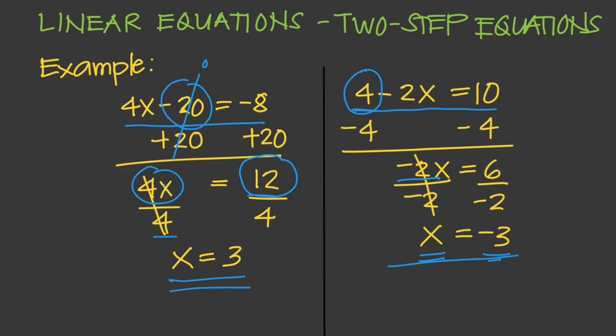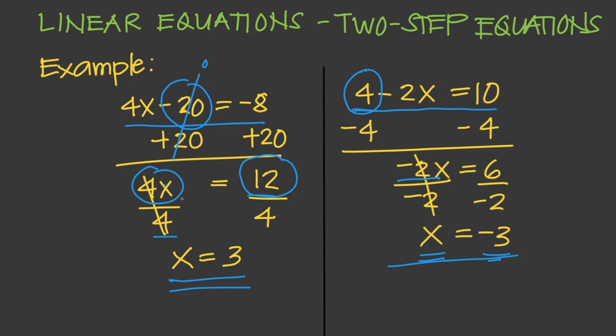In here, we are interested in solving the unknown, which is x. So we have to get rid of the 20 here. Since 20 is negative, we just have to add 20 to both sides of the equation. So that would be negative 20 plus 20, that is 0. So we are left with 4x here. Then on the right side, we have negative 8 plus 20, and that would be positive 12.